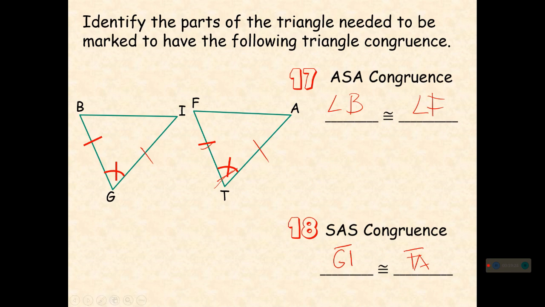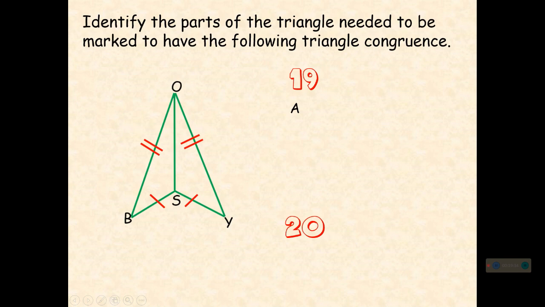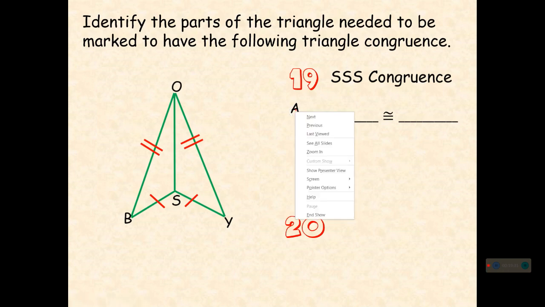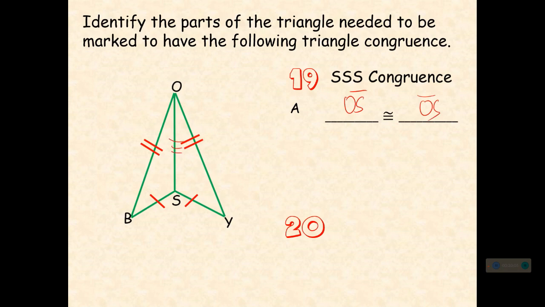Okay. And for the last slide, let's have this one. Okay. So we have here, okay, sorry, this one is not included. Okay, sorry. So we have here, if we are going to prove this by SSS congruence postulate, so we are going to have segment OS is congruent to segment OS by using the reflexive property. Is correct. Okay? How about if you are going to have the SAS congruence postulate?